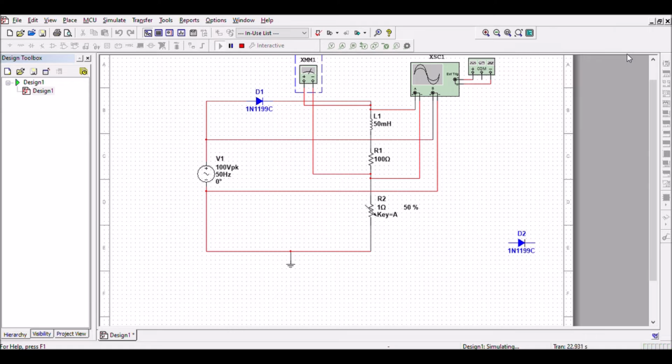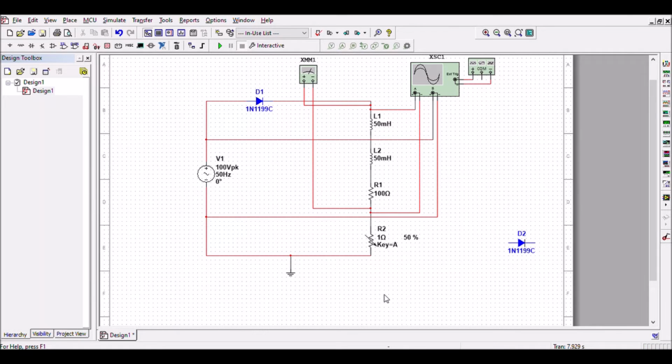RL1 and L2. Okay, next for RL1 and L2, so we can see for I out. Okay, this is value for I out, V out. Next we see for looking for oscilloscope.